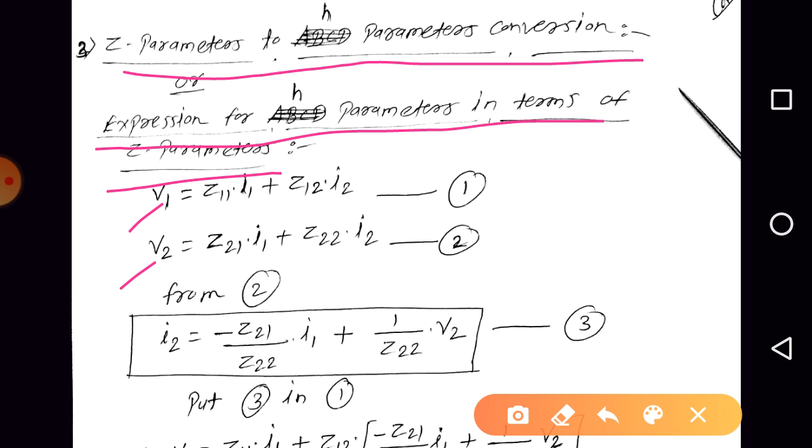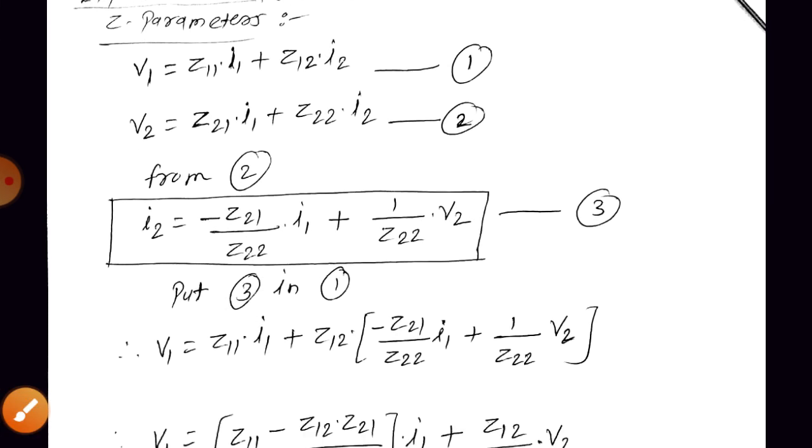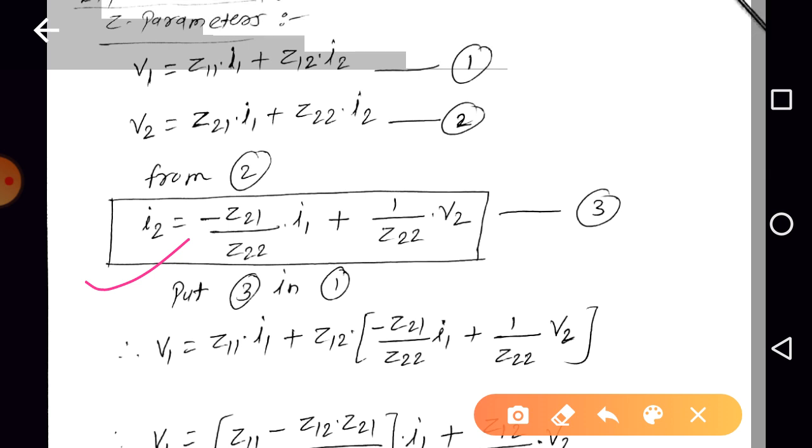H parameters give the expression for V1 and I2 in terms of I1 and V2. That means we need to rearrange equation 1 and equation 2 in such a way that we get V1 and I2 in terms of I1 and V2. So from equation 2 we can write I2 is equal to H21 into I1 plus H22 into V2, where H21 is minus Z21 by Z22 and H22 is 1 by Z22.